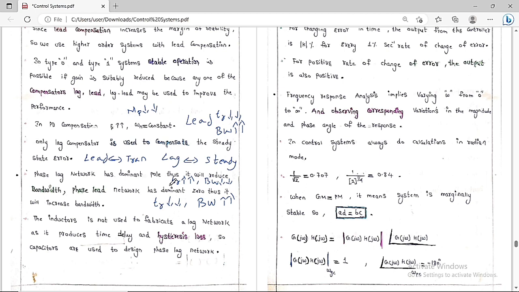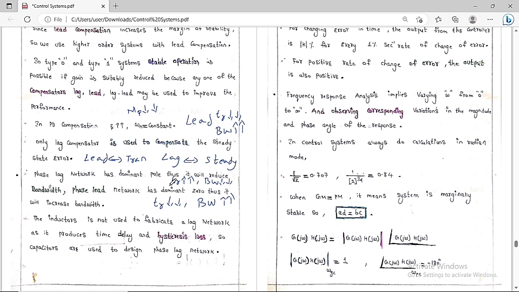This point always you have to keep in your mind. Therefore, I've already told you how to design the phase lead network as well as the phase lag network, where we are not going to use any inductors. We are going to use only capacitors. In simple words, we do not use inductors because they produce some time delay as well as hysteresis losses, and because of this reason, we do not use them in making the phase lead as well as phase lag networks.